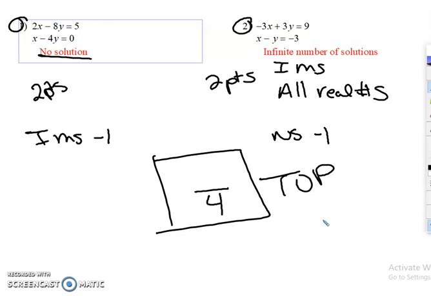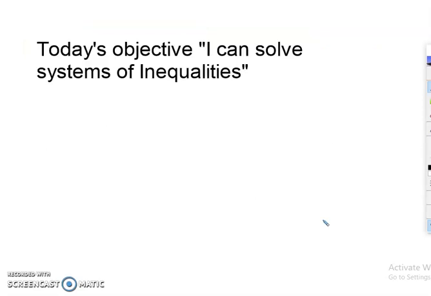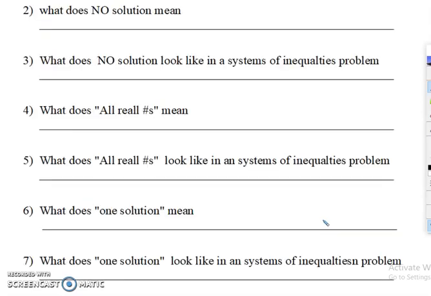All right, next page. Now we're going to talk about notes. Today's objective: I can solve systems of inequalities. Pause it until everybody has the objective written down. What does no solution mean? It means no points solve both, because a system means I have more than one equation or inequality. No solution means nothing is true for both. What does no solution look like in a system of inequalities? It looks like no shading.